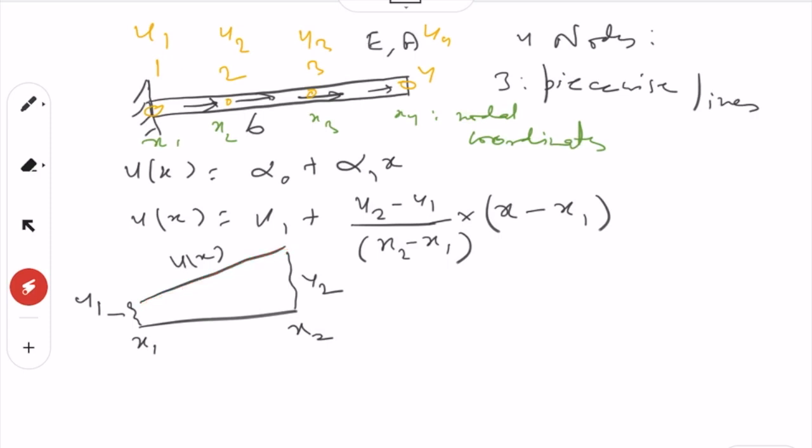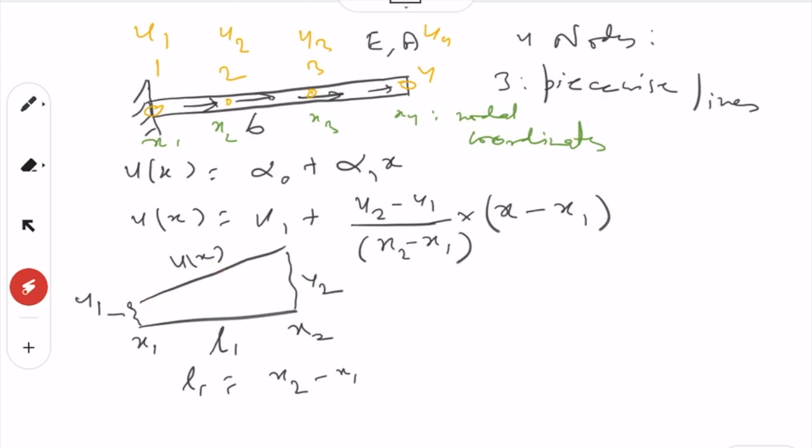How can we write the interpolation? We interpolate u1 plus the difference u2 minus u1 divided by x2 minus x1, which gives the length of the element. Call it L1, so L1 equal to x2 minus x1, the length of the element, multiplied by x minus x1, where x is the point we want to find. This way it will interpolate.